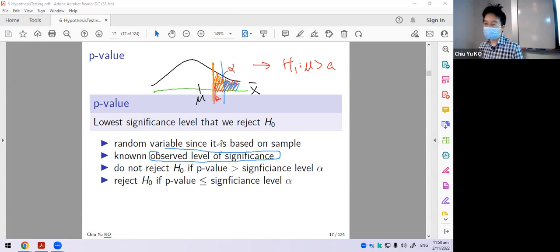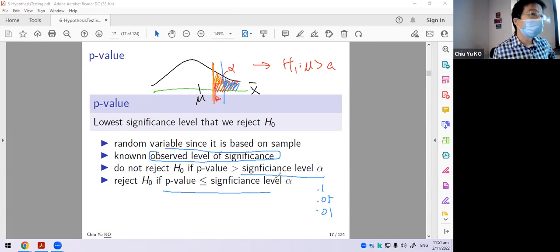And the rule simply would be: if your p-value is more than the significance level you pre-specify, like 10%, 5%, or 1%, then you would not reject. If it is less, you would reject. So that is what's meant by the p-value. I hope that is clear.